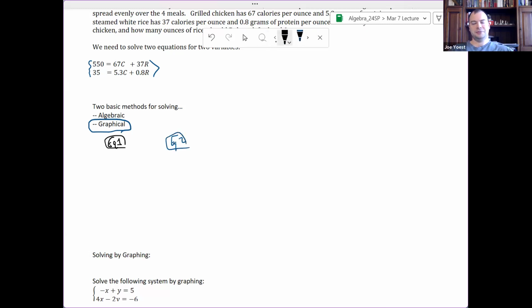So let's say that I have two equations, equation 1 and equation 2. And let's just say that we have something like y equals 3x and y equals negative x. I'm picking two simple equations here.